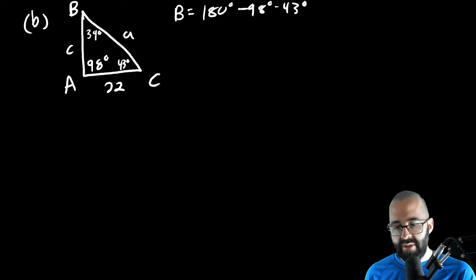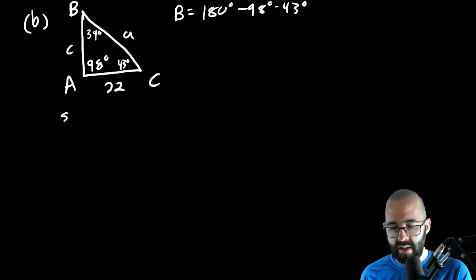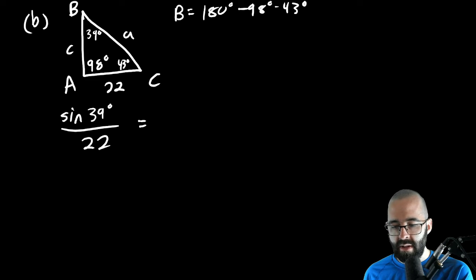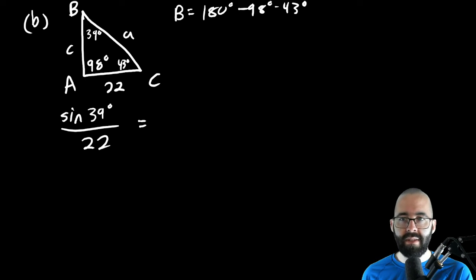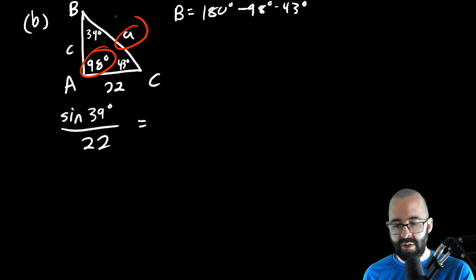All right, this one we found B. Now we set up law of sines, pick an angle and a side that we know. Angle, opposite side, good. That's how we start. Sine of 39 degrees divided by 22. Now pick an angle and opposite side that we don't know. You could choose 98 and A. You could choose 43 and C. It doesn't matter. Sine of 98 degrees over A.